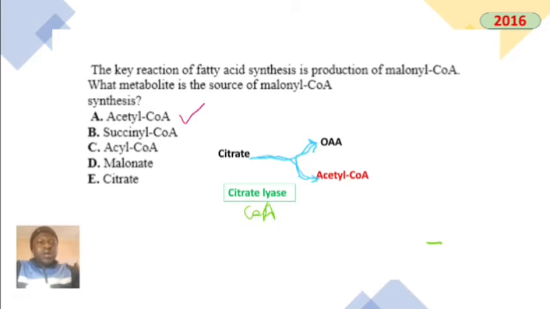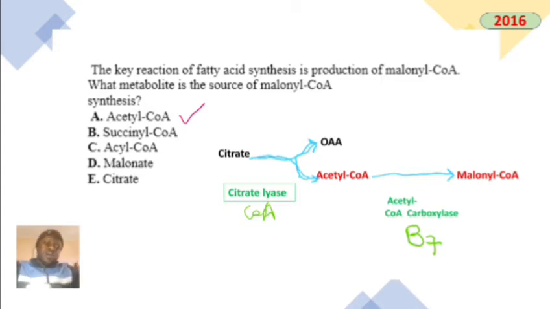So this acetyl-CoA, this citrate lyase, it also adds a coenzyme A, that's here your CoA, right? All right, so this is what happens. This acetyl-CoA will be converted into what? Malonyl-CoA by another enzyme. This enzyme is called acetyl-CoA carboxylase. All right, what's special about this enzyme? It needs vitamin B7 or biotin, right? Acetyl-CoA carboxylase, right? And then we have your malonyl-CoA. Malonyl-CoA is very important. It's actually the basis for synthesis of what? Fatty acids. I will talk about it later in carbohydrate metabolism.